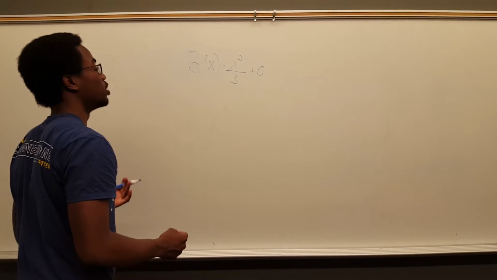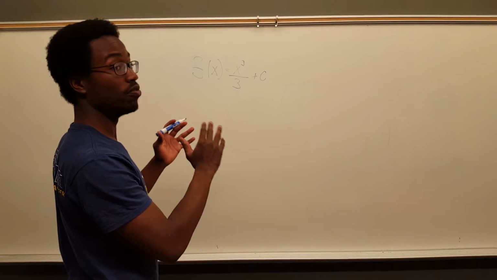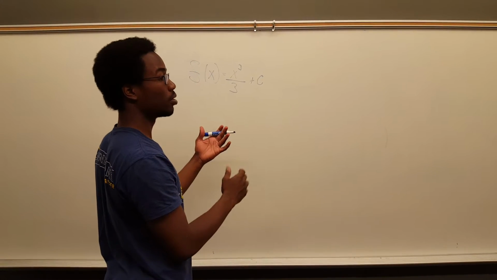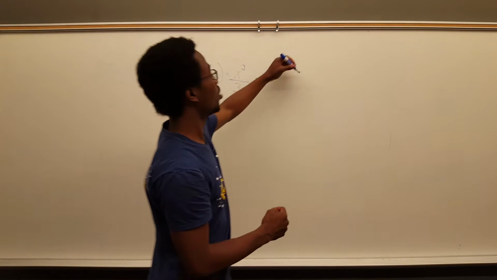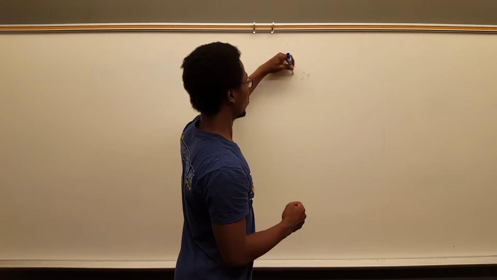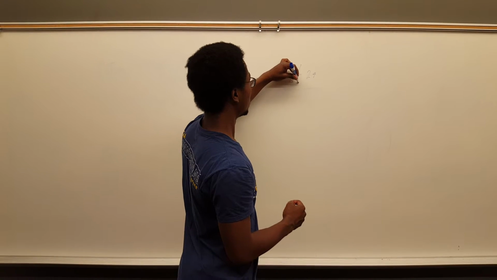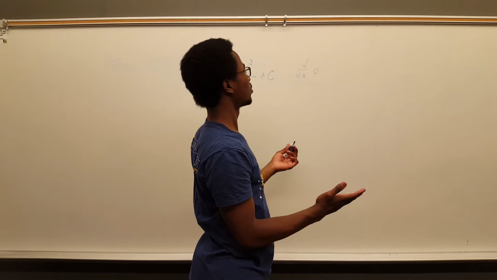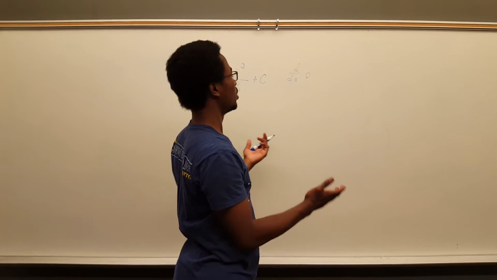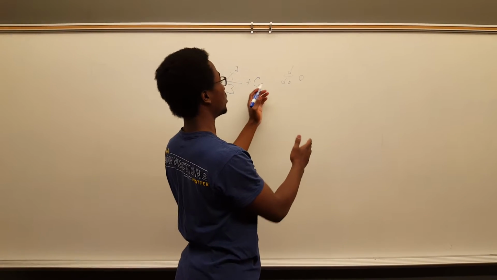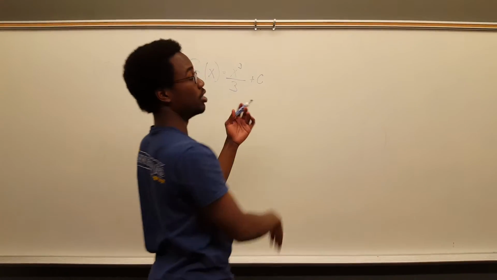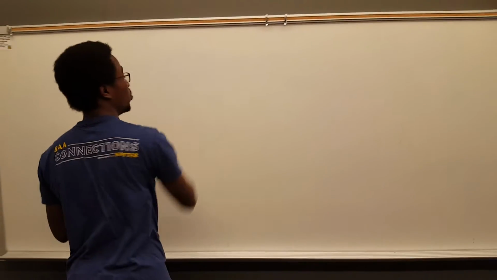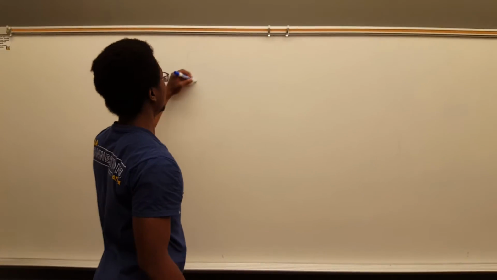Now the reason you add a constant is because you don't know what the value could have been before you integrated the function. Say if you have 24, and you were to derive this, you get 0. However, if you integrate 0, you're not going to get anything back. So you have to add a constant to make up for the value that would have become 0 initially.